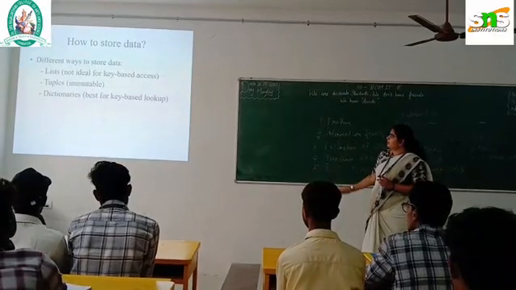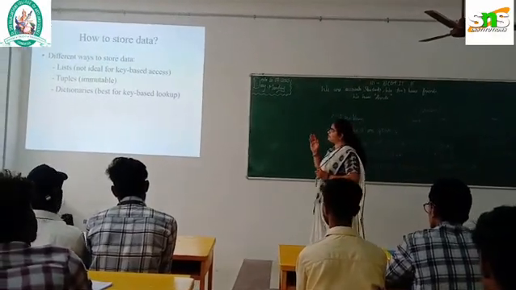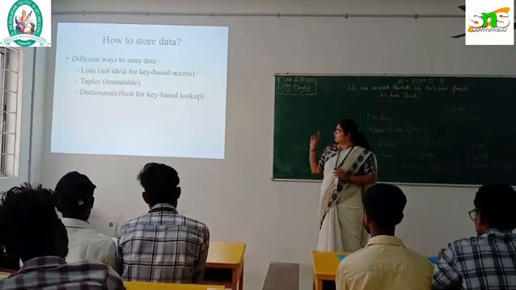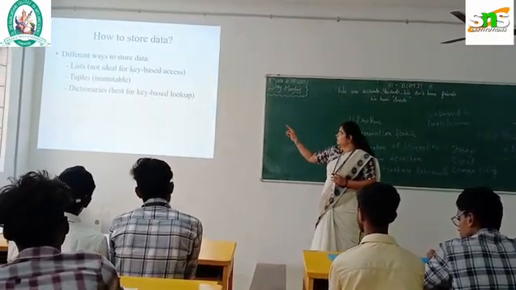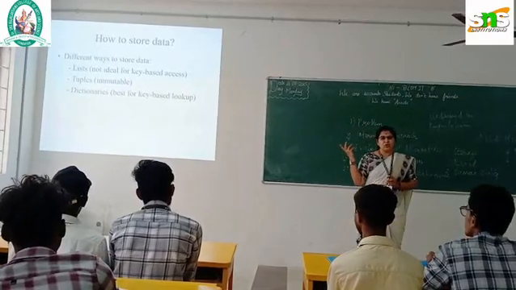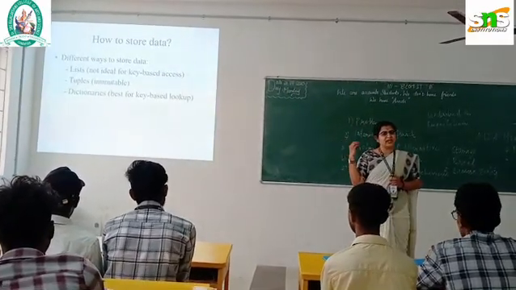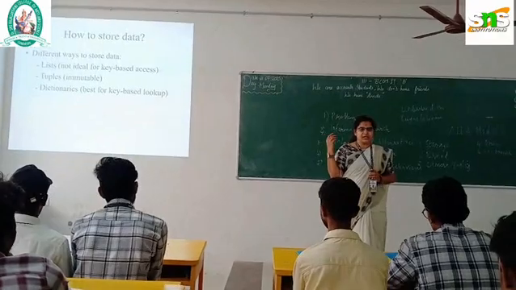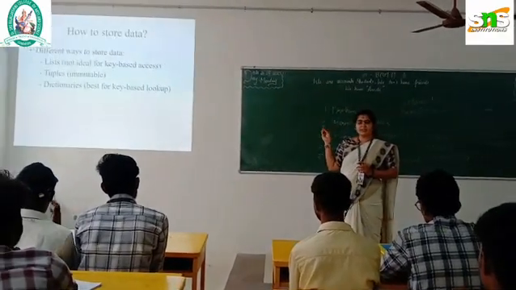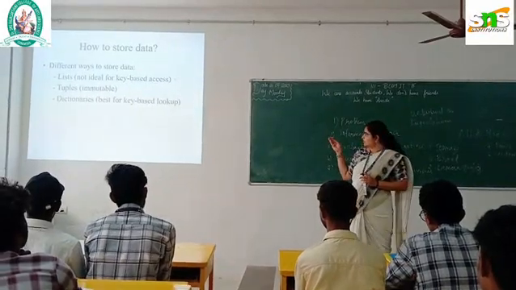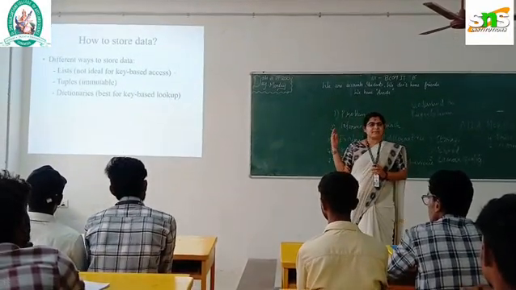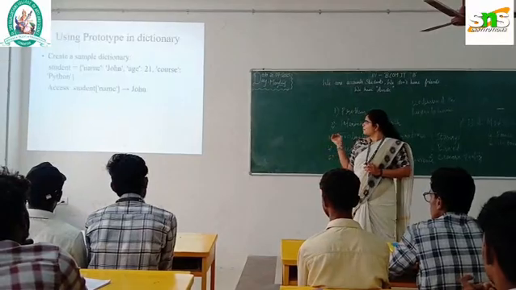Next, the different ways to store the data. We can store the data in different ways. One is list, another is tuples, and another is dictionaries. In a list, we have no constant values. Any kind of values we can give in the list. Tuples are immutable, so we cannot change the values. Then in dictionaries, we have to use only key based values.